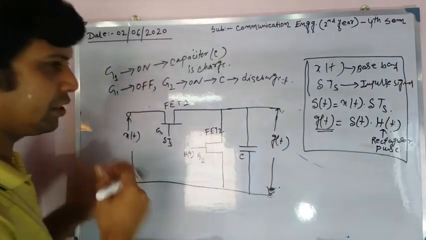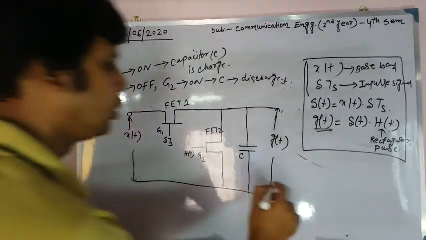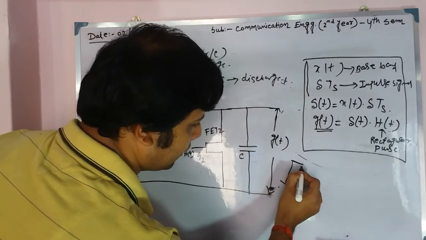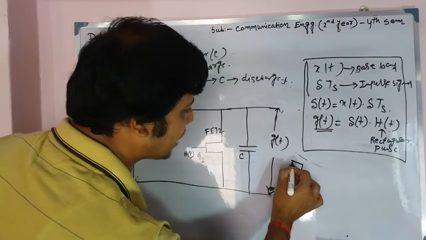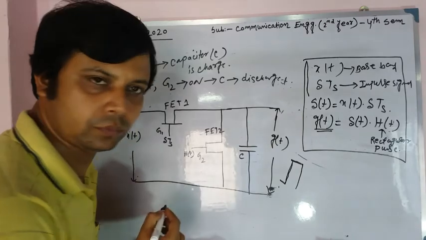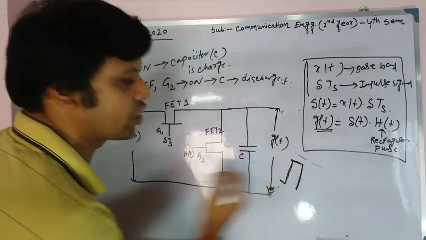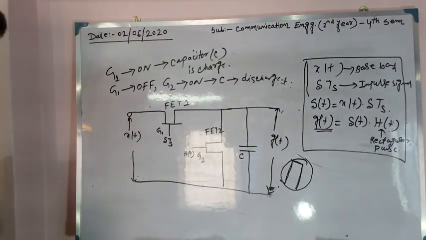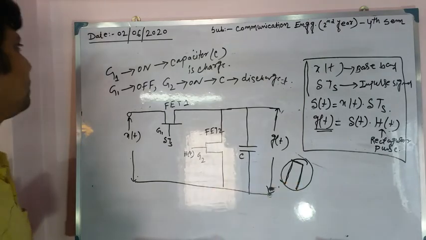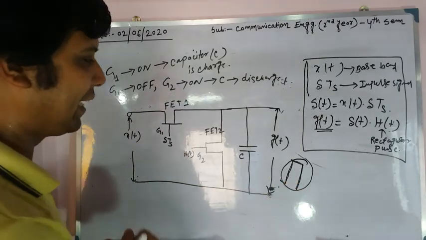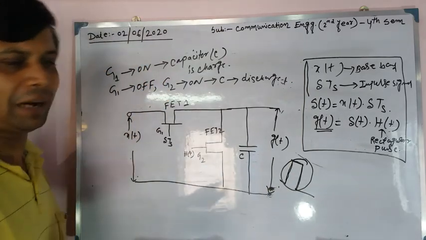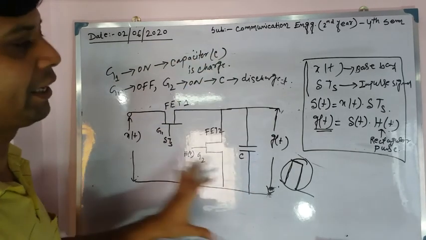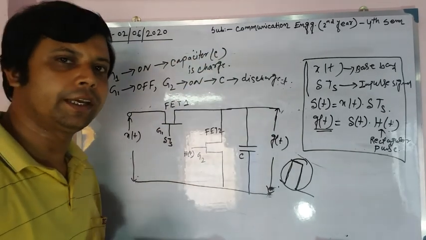When the capacitor is charged, this is the charging time and this is the storage time. Here the capacitor is discharged. So a pulse wave is generated, and this pulse is called rectangular pulse sampling or flat top sampling. This is the basic idea of flat top sampling. Okay, thank you.